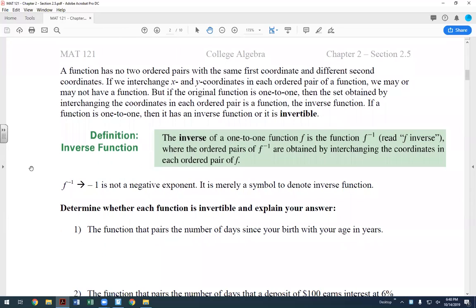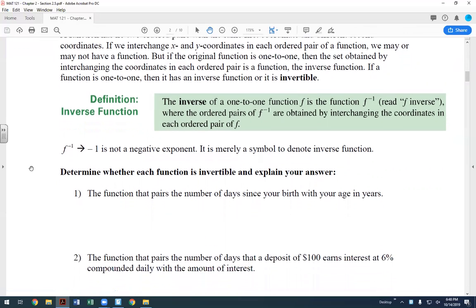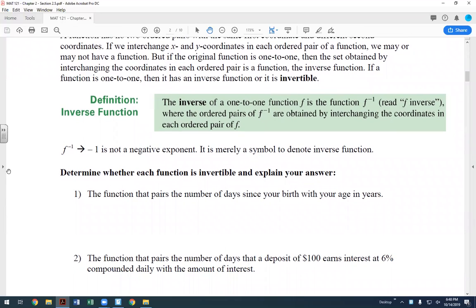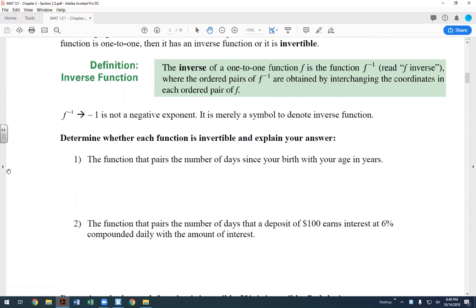So just as a definition here, the inverse of a one-to-one function f is defined as f inverse. It looks like it's f to the -1 exponent, but you read it as f inverse, okay? And basically you obtain your f inverse function, if we're thinking in terms of ordered pairs, literally just by interchanging your x and y values. This was just me trying to clarify that it's not a negative exponent. That's how we write the inverse notation.